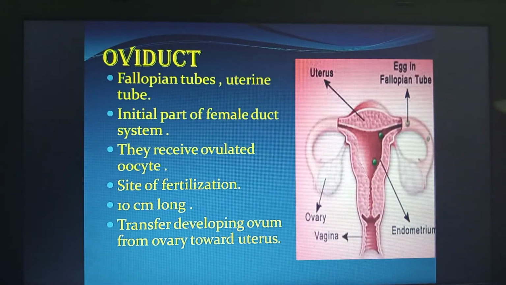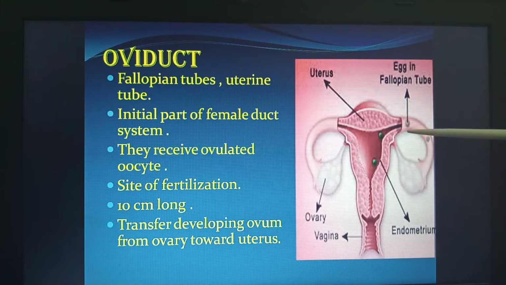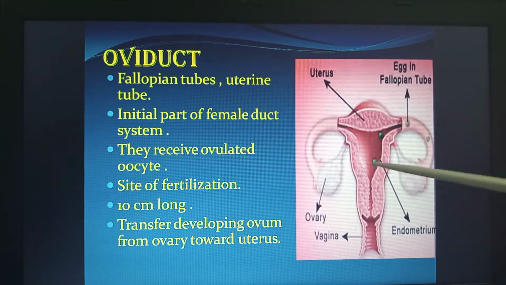Oviduct, fallopian tubes, uterine tube, initial part of female duct system, receive ovulated oocytes, site of fertilization, 10 centimeters long, transfer developing ovum from ovary towards uterus.